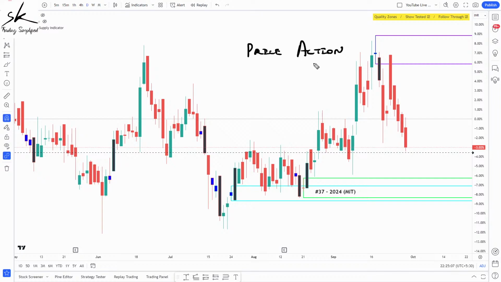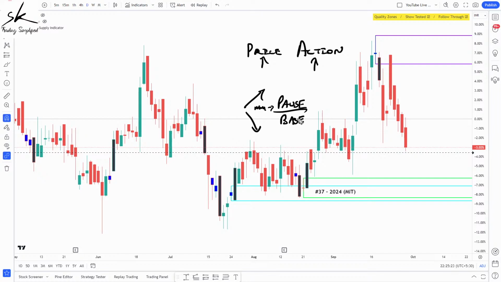Now, what do we mean by price action? Price action simply implies the action done by the price. And what action can price do? Only two things. It can either move up or move down, it cannot do anything else. But when price is moving in a narrow range, we call it a period of pause, or you can also call it your base.